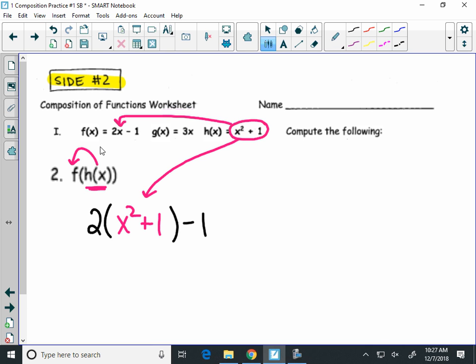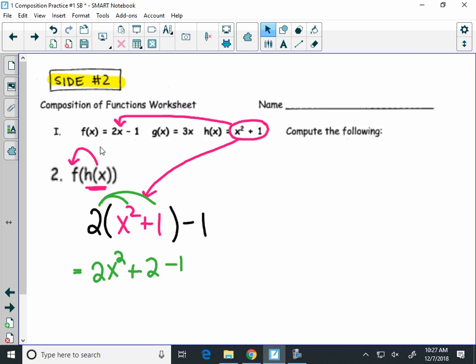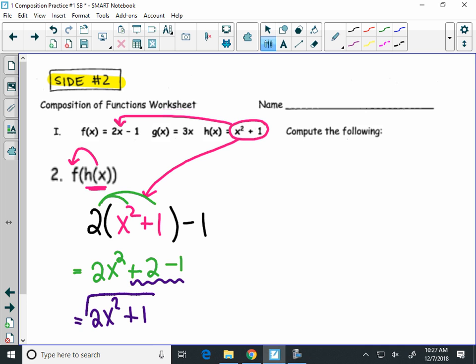Now all you have to do is distribute here and then collect like terms. So 2 times x squared is 2x squared. 2 times 1 is 2 minus 1. Collect these constants, which gives me 2x squared plus 1. That is the value of f of h of x. You have a new function. All right, so we did number 2.